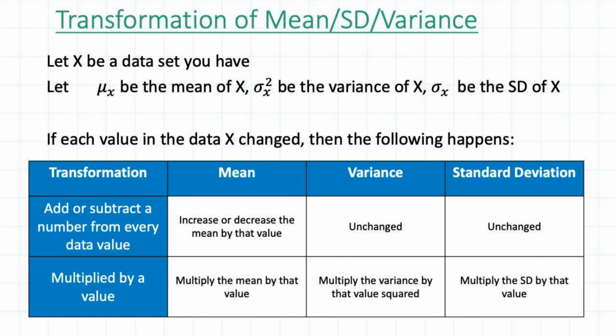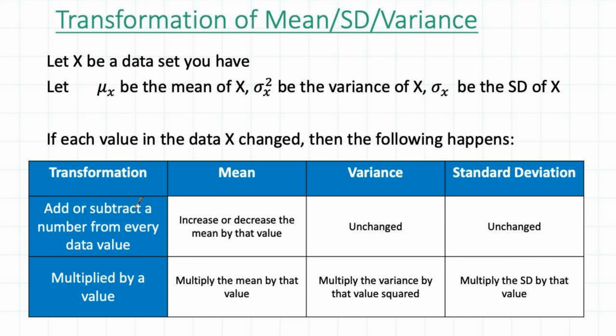So if you have a data set and you have the mean of the data set, you have the variance, you have the standard deviation. If each of the data set's values have changed, and they would change through different methods, then the mean, variance, and standard deviation would also change, and sometimes unchanged based on what you're doing.